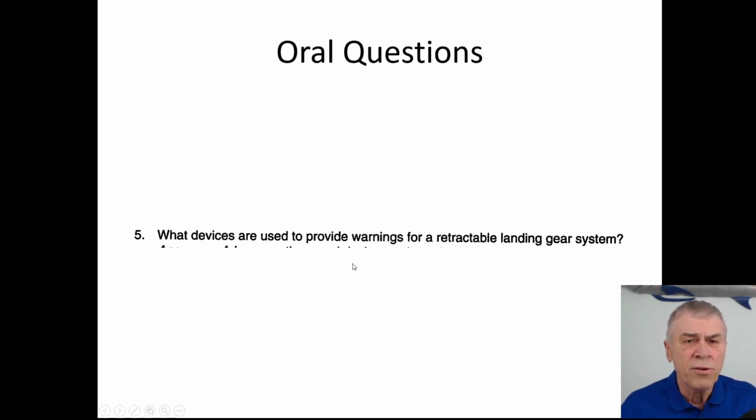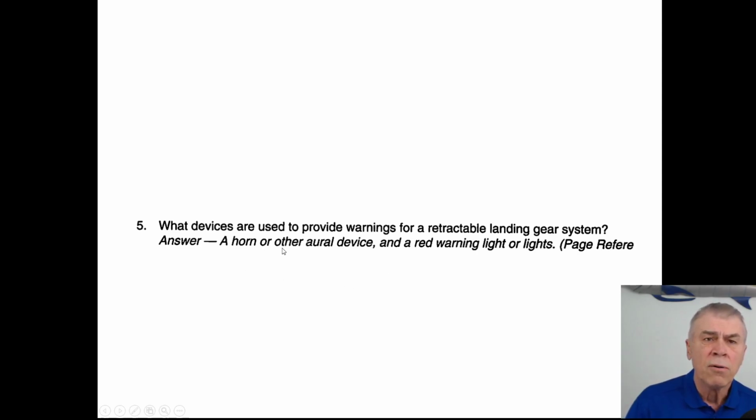What devices are used to provide warnings for retractable landing gear systems? Well, I believe they're talking about the aural device like a horn and the illuminating device like the red bulb, I believe. A horn, yes, that's it exactly.